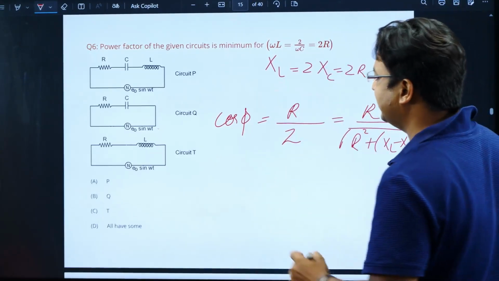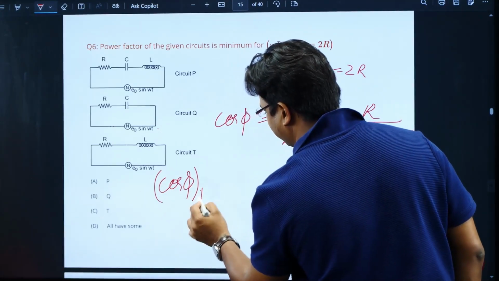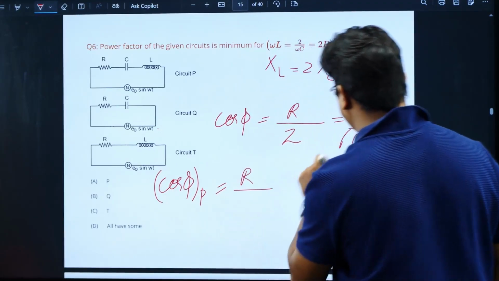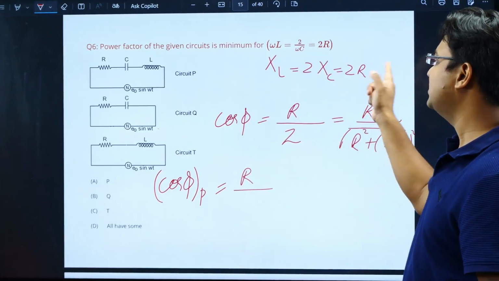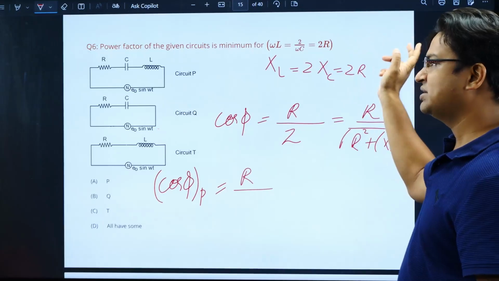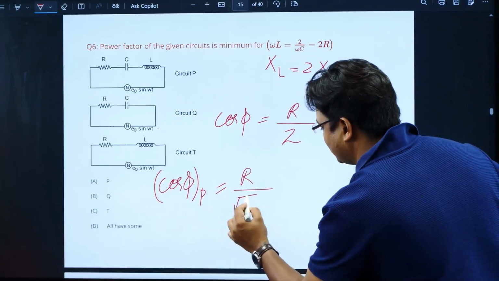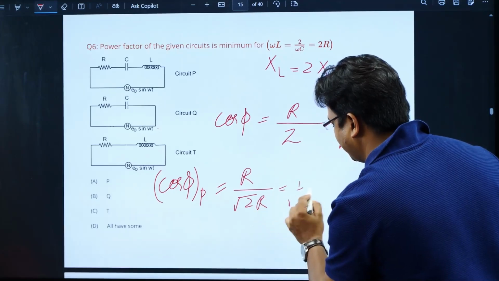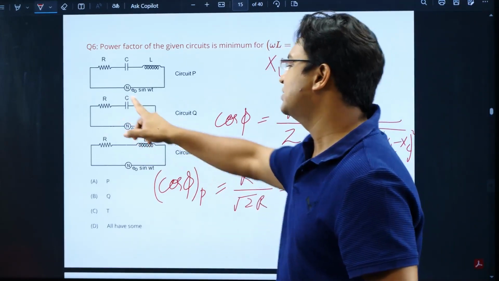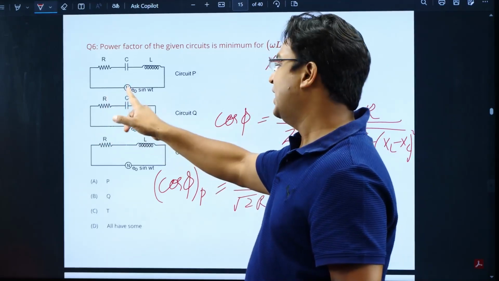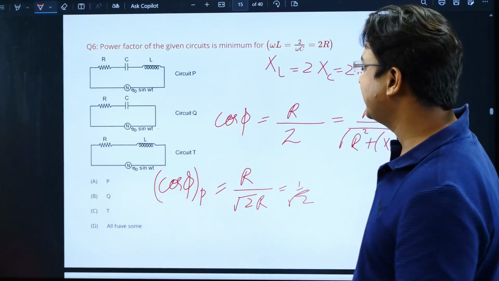So for the first circuit, cos phi for circuit P would be R divided by root of R square plus (XL minus XC) square. XL is 2R, XC is equal to R, so XL minus XC will be equal to R. So root of R square plus R square gives root 2 R. So it will be 1 upon root 2. That is the power factor of the first circuit. For the second circuit, R and C are there, so for the second circuit also we are going to get the same value of power factor.